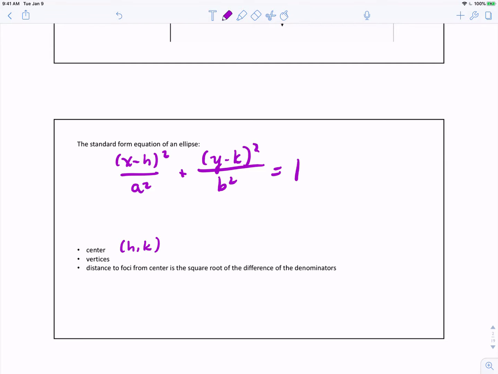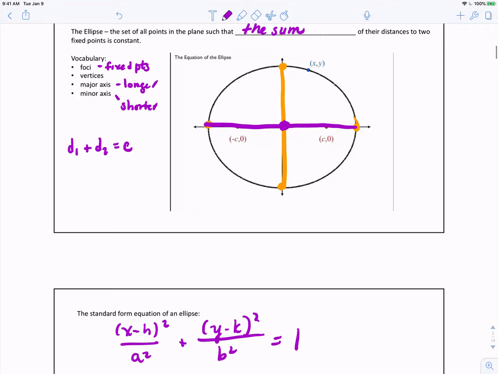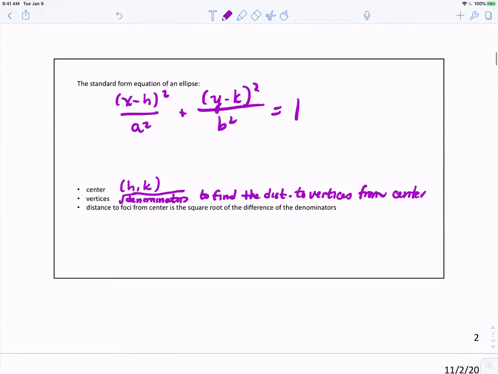To find the vertices, you take the square root of the denominators to find the distance to the vertices from the center. The center of the ellipse is right here where the major and minor axis cross. And the distance to the foci from the center is the square root of the difference of the denominators.